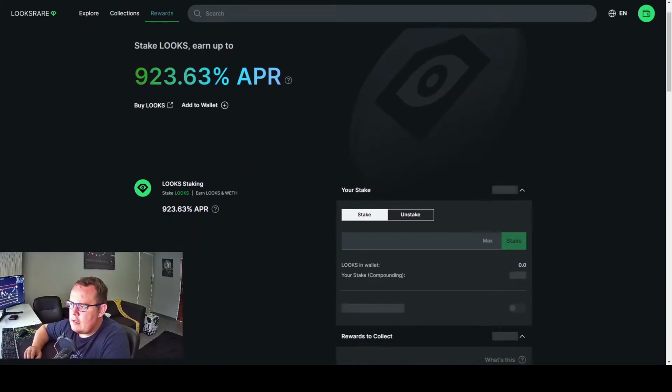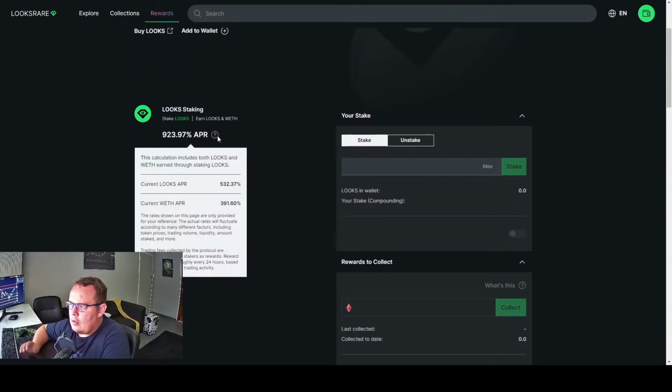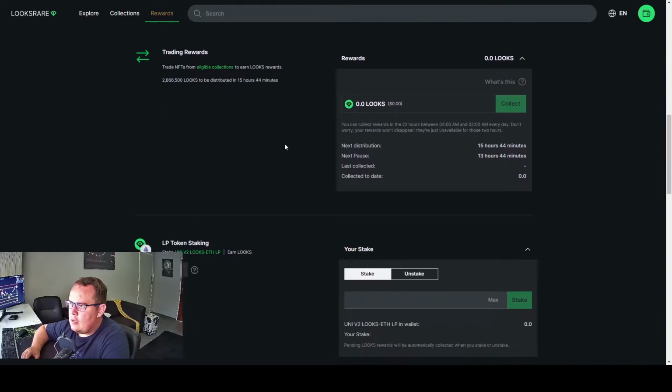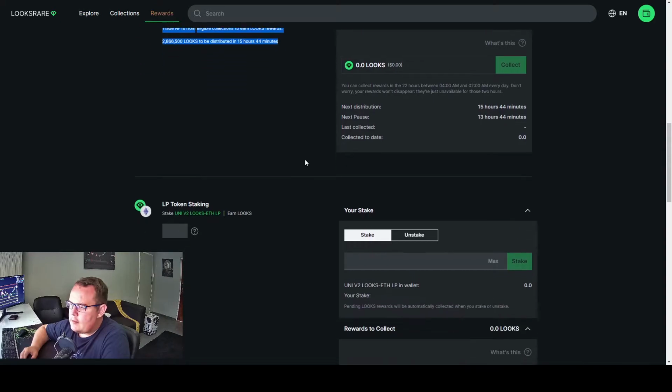I'm curious. You can stake your LOOKS and get 923% APR. Current LOOKS APR is 532%. Current WETH APR, 391%, adding up to the 923%. We scroll down. Trading rewards. Trade NFTs from eligible collections to earn LOOKS rewards. 2.8 million LOOKS to be distributed in 15 hours and 44 minutes.